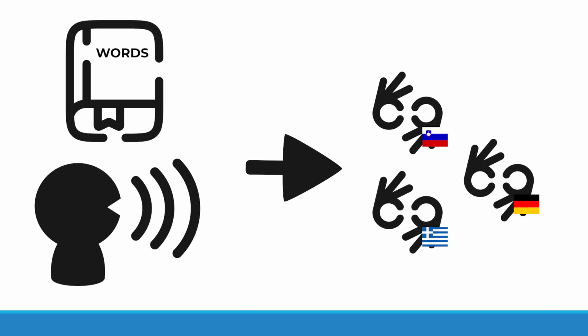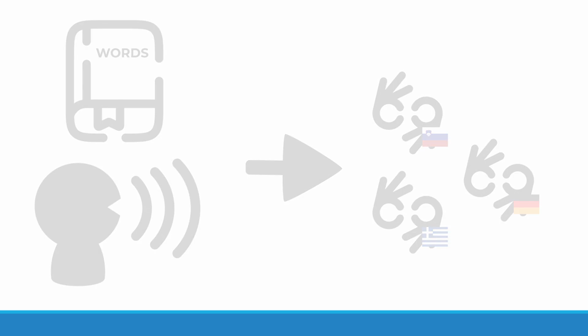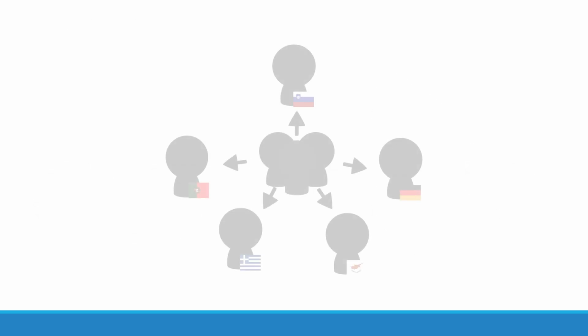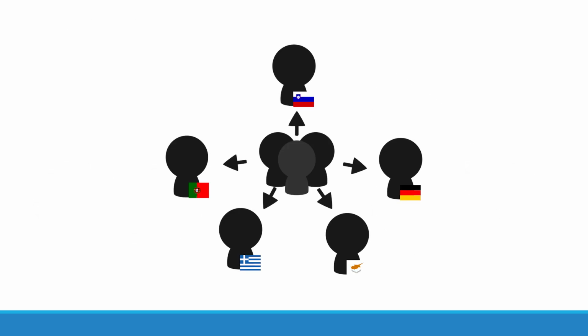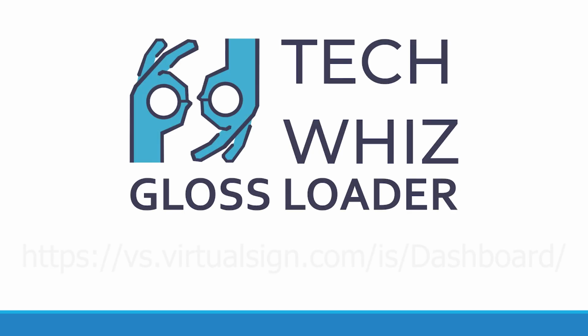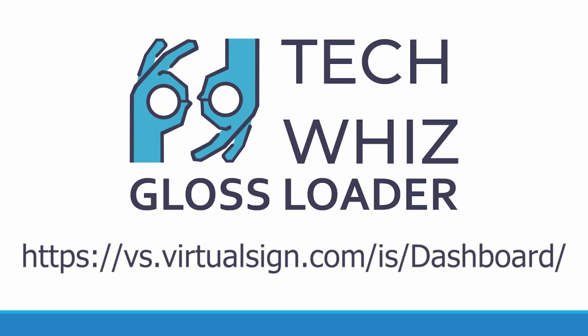Although the platform can support any language pairs, regardless if they are spoken or sign languages, for the purpose of the project in the TechWiz dictionary that uses entries from the GlassLoader, we support only the national pairs of spoken and sign languages from the project partner countries. For example, the Greek and the Greek Sign Language. GlassLoader is an online tool available at the link displayed on the screen. You will also find the link to the GlassLoader in the text above this video.